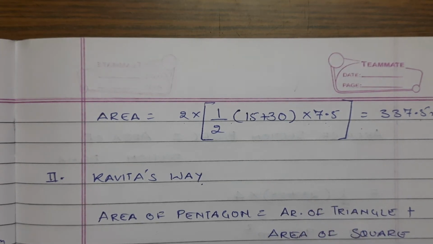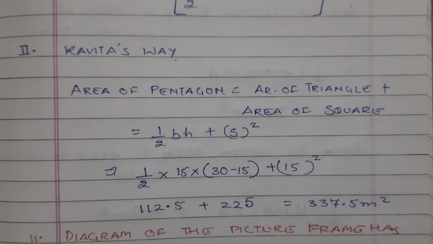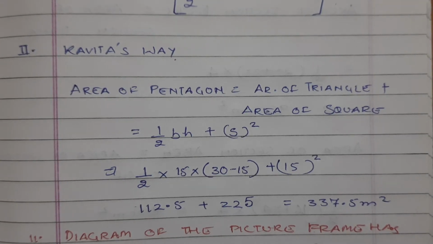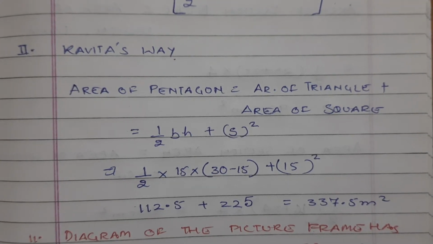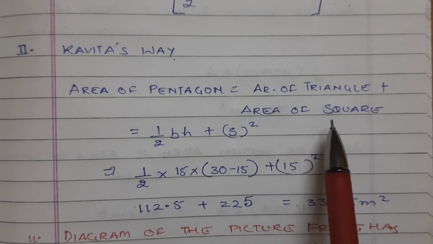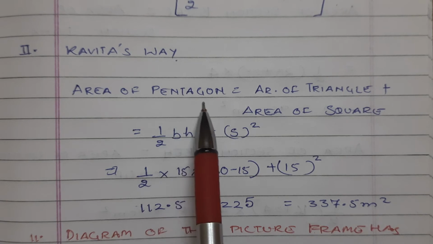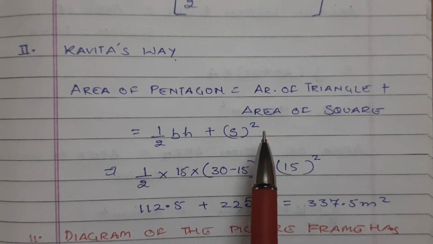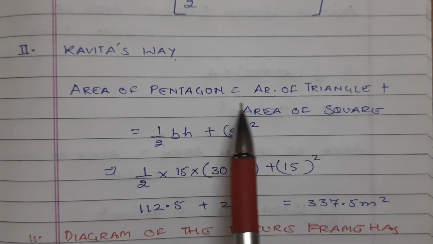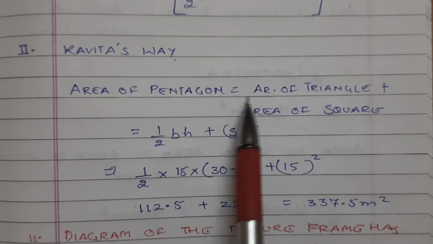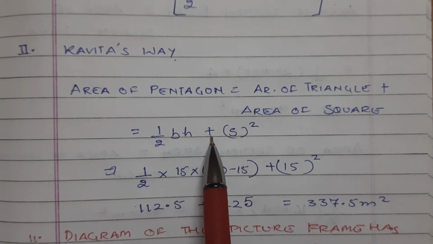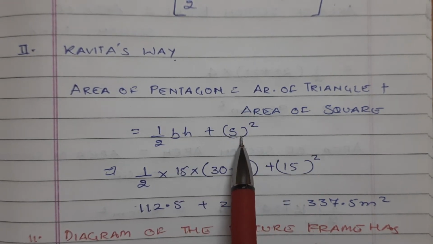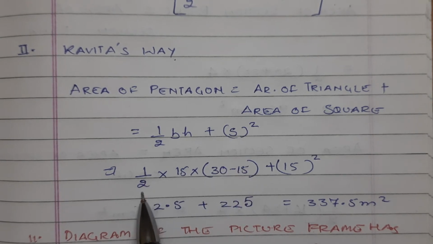Now look at Kavita's way. By the figure, we understand that Kavita divided the whole pentagon into a triangle and a square. So the area of the pentagon will be the area of the triangle plus the area of the square. We know the formula for the area of a triangle is half base into height, and for a square it is side square. So putting the values, half into 15, 30 minus 15.